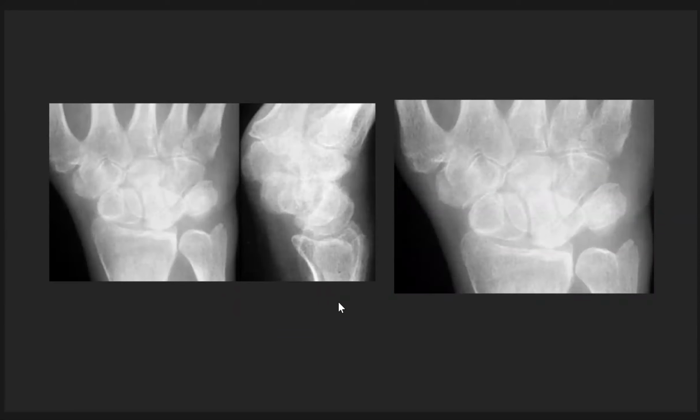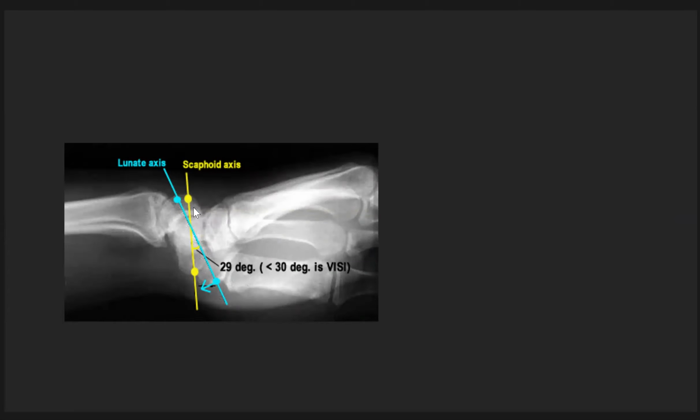Here we have a patient with VISI, as we see disruption of the arcs and volar displacement of the lunate, and we have the lunate, it is triangular in shape, as we see in this PA view and this PA view. And the scapholunate angle is less than 30.